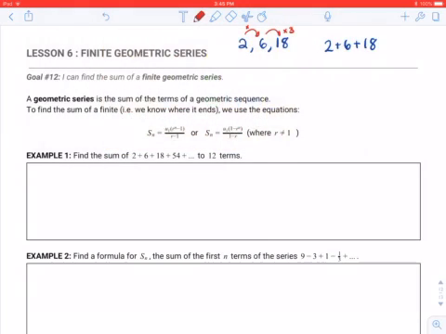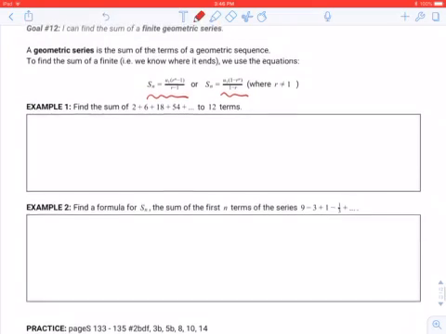So just like with arithmetic series, rather than having to write out the whole series and add them together, we have a couple of formulas that can be useful to us. And it doesn't really matter which one of these you choose to use. So the sum is equal to u1 times our common ratio to the power of the number of terms minus 1 over the common ratio minus 1.